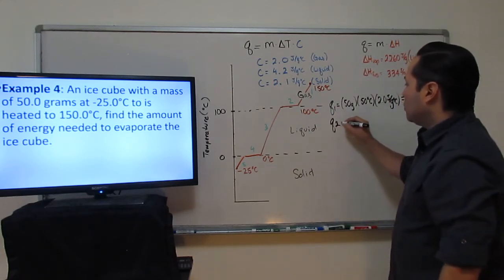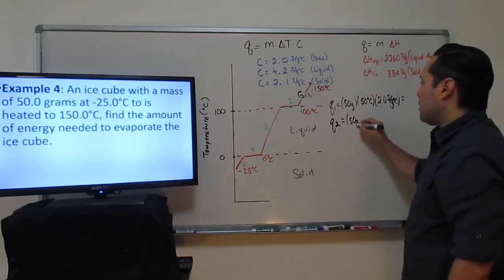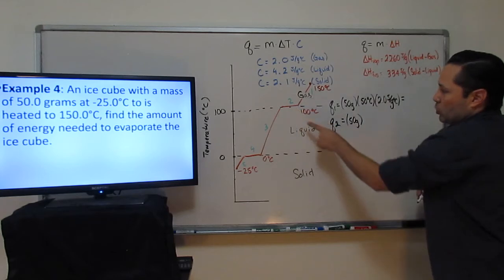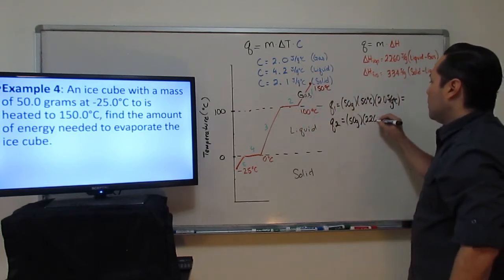Line number 2 is flat, so we use this formula. So the mass is 50 grams, multiplied times. Line number 2 is between liquid and gas. Between liquid and gas is 2,260.